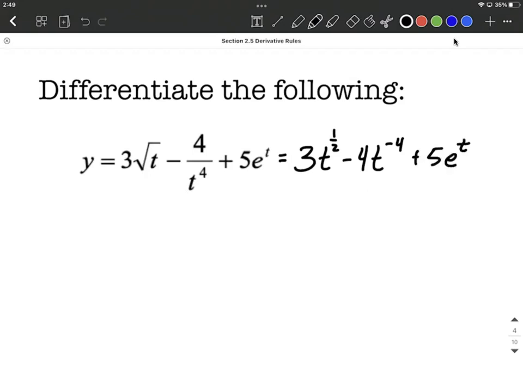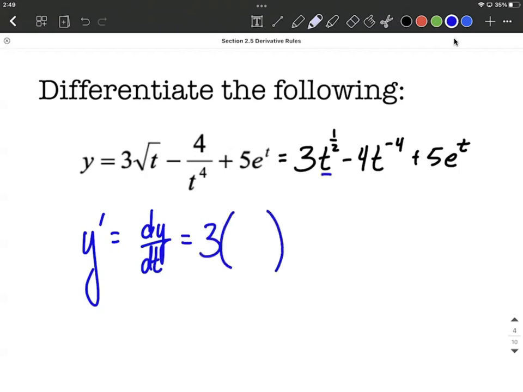Next, we still need to take the derivative. So to take the derivative here, we can either call that y prime or dy dt, because t is our variable this time. Two different notations that mean the same thing. All right, so taking the derivative, I'm going to bring the 3 along out in front and focus on t to the 1/2 power. We can use the power rule. So the power comes down, and then we reduce the exponent by 1. So we have 1/2 minus 1.